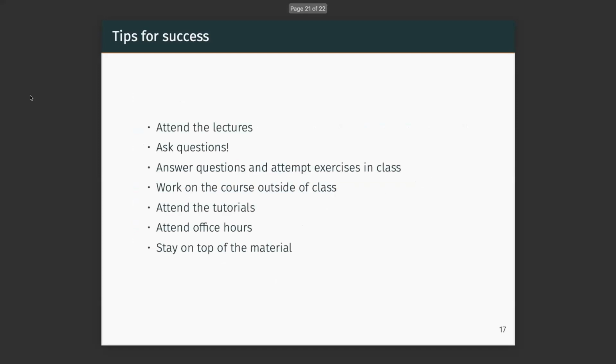Okay, a few tips for success. First of all, attend the lectures. Like I said, you could just read all the material on Canvas, but the real reason to come here is to interact with me, so that I can give additional explanations. Part of that is asking questions. You guys have already shot your hands up several times, which is a good sign. Please don't be afraid or embarrassed to ask questions.